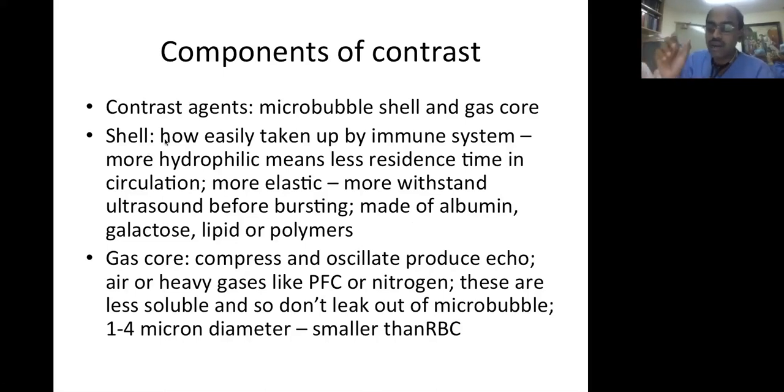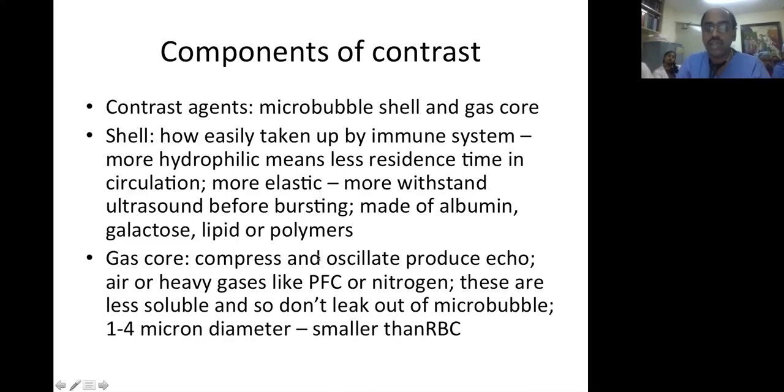So we don't want that. We want a contrast to stay in the heart and cardiovascular system only for the destined period while we are completing the study. It should be more hydrophilic. It should be more elastic. Elastic means, as we said, whenever ultrasound comes and hits a bubble, it will expand and contract. It oscillates. Unlike the child's play bubble blown from soap water, which becomes bigger and breaks, this should not break. It should keep on expanding and contracting for a few seconds till you complete the study. So it should be more elastic and able to withstand the ultrasound before bursting. And it is made up of albumin, galactose, lipid, or polymers.